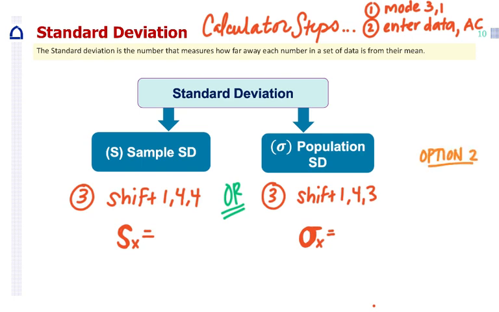If you have the white calculator, you press option 2 and it will just give you a list of all the information that you need, including the sample standard deviation and the population standard deviation. So let's do an example to practice it out.